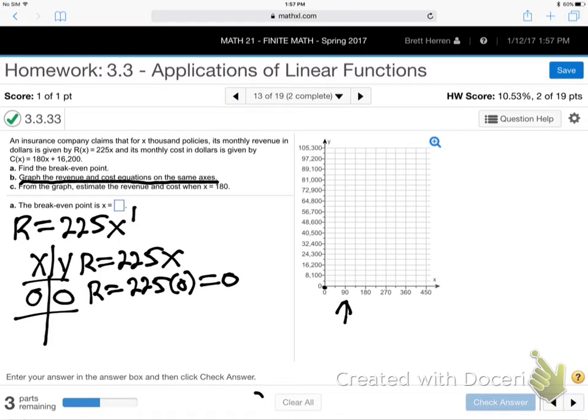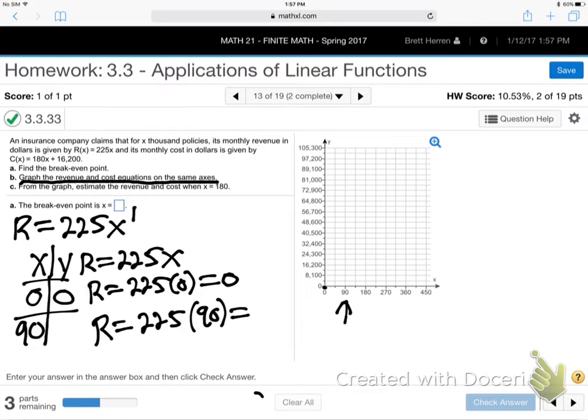But since Math Excel gave me particular x values, just plug one of these in. It really doesn't matter which one. Any of them would be fine. I'm just going to do the 90 because it's just the next one. I'm going to plug in the 90 for x. So r will be 225 times 90. Somebody got that one for me?